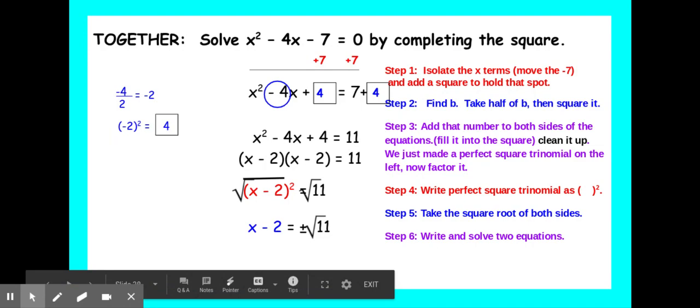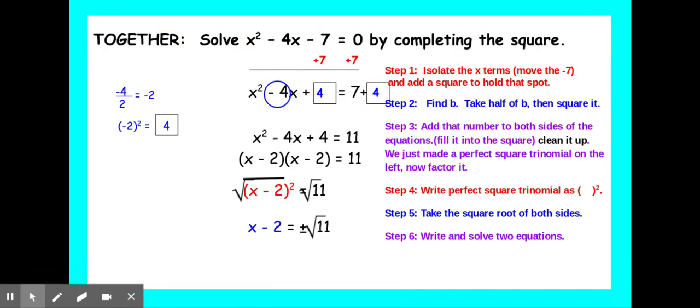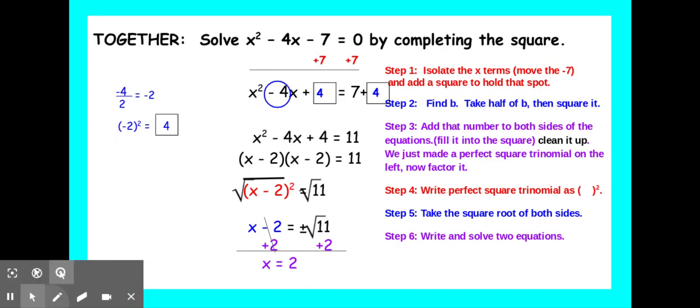Now the next step says write and solve 2 equations. Now what does that mean? Well, that just means I need to get x by itself. How do I get x by itself? Well, I move that 2 over. When I move that 2 over, I cross off that 2, I bring the x down, and I bring down this 2 here. That's supposed to be there, okay? But what happens to that plus and minus radical 11? I can't add it with the 2 because they're not like terms. So I just keep it plus or minus radical 11, just like that.